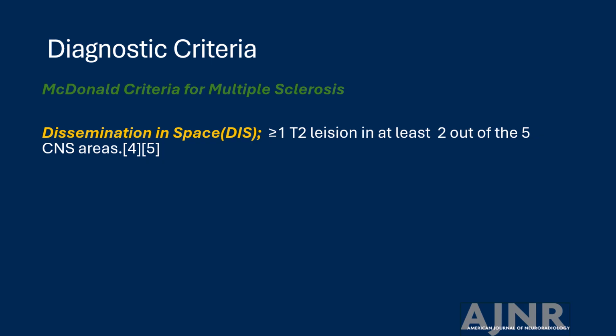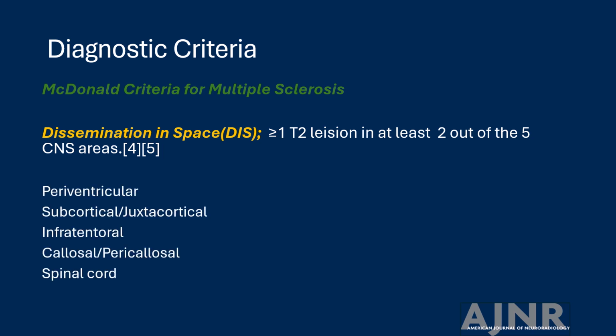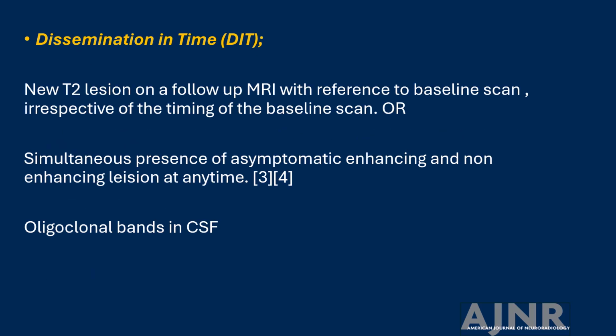In dissemination in space, we are looking to see if there are more than one T2 lesions in at least 2 out of the common areas where demyelination in multiple sclerosis usually occurs. That is the paraventricular area, the cortex, the infratentorial region, the corpus callosum, or the spinal cord. If there are more than one T2 lesions in at least 2 out of these areas, this satisfies the concept of dissemination in space. The second concept of the McDonald criteria is called dissemination in time.